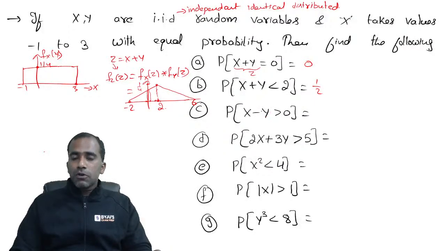How about X minus Y? If you want to find X minus Y greater than 0, then you should know the PDF of X minus Y. If you say W equals X minus Y, can you find the PDF of X minus Y?